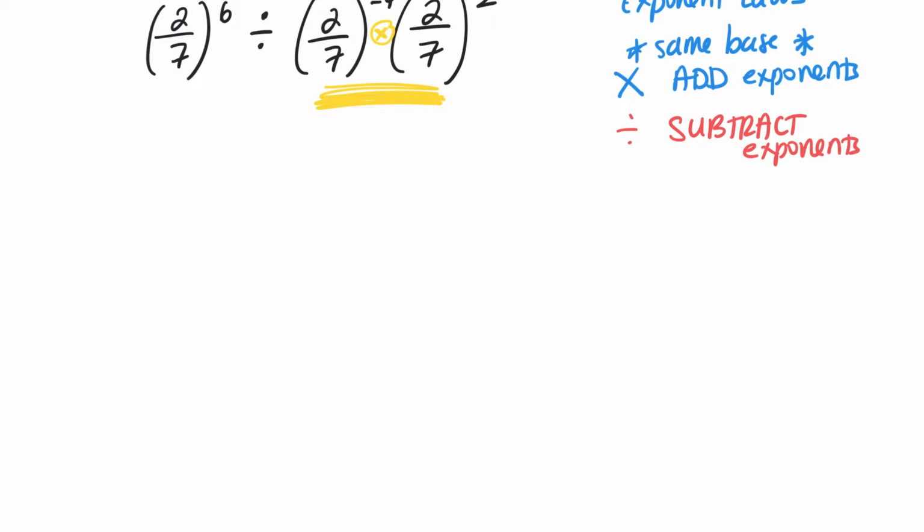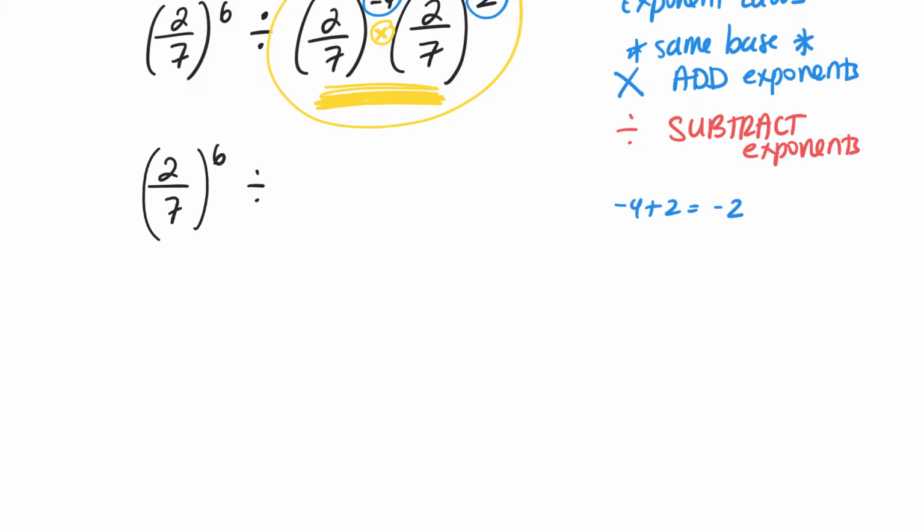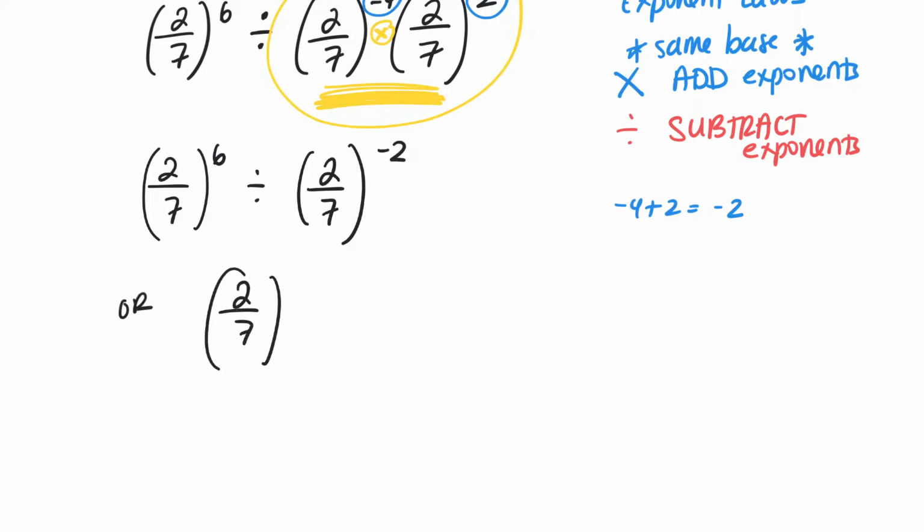(2/7)^-4 times (2/7)^2. We're simplifying this first, and I'm going to add the exponents together. So I have negative 4 plus 2. Negative 4 plus 2 is equal to negative 2. So I have (2/7)^6 divided by (2/7)^-2. You can also write it like this, divided by (2/7)^-2, if it's easier for you to visualize that way.